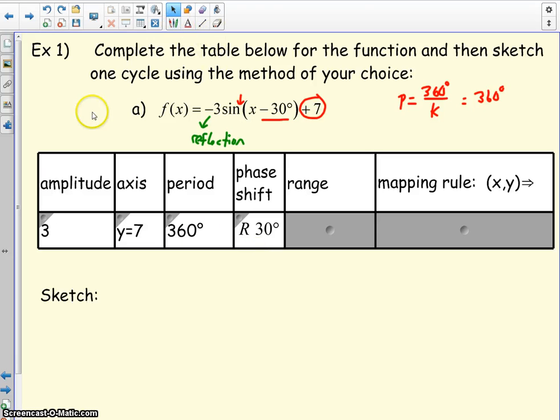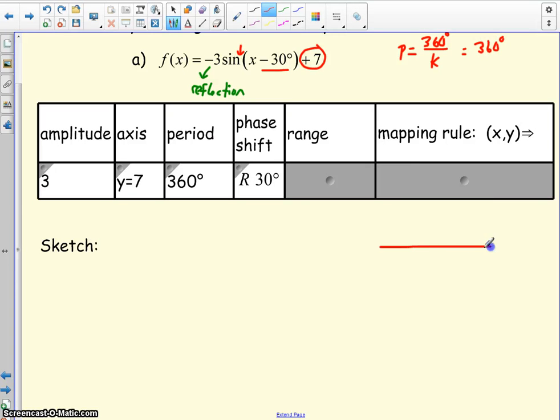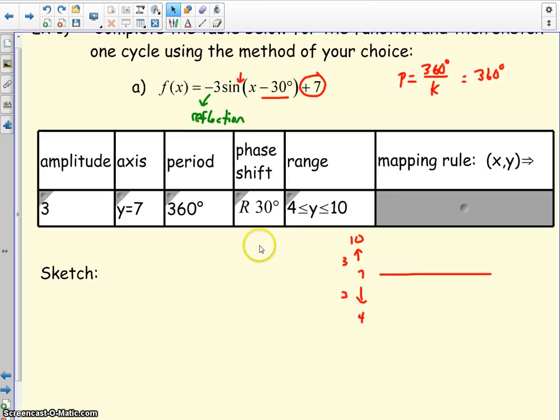For our range, which we briefly discussed last lesson, we get our range by taking a look at our axis and our amplitude. So if our axis is at 7, remember that's going to be in the middle of the graph. Our amplitude is 3. That means from the axis we go up 3 and down 3 to get our maximum and our minimum. So our maximum value is going to be 10, and our minimum value is going to be 4. So our range is any y value between 4 and 10.